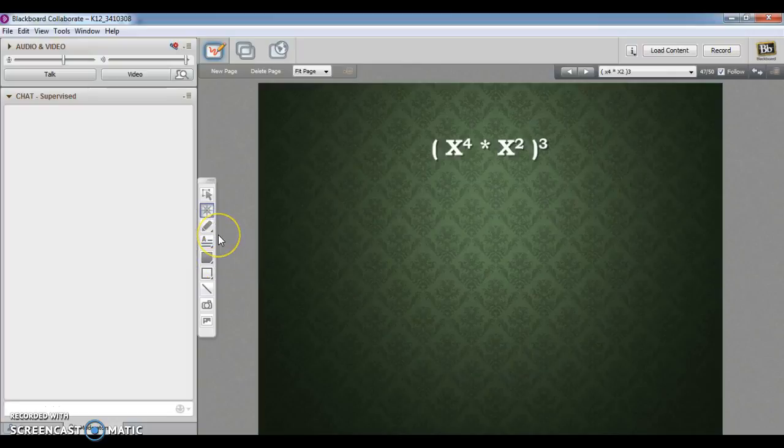Hello everybody. So I wanted to actually work a few of these with you, just to kind of show you what it looks like when you start simplifying these. So let's start here.